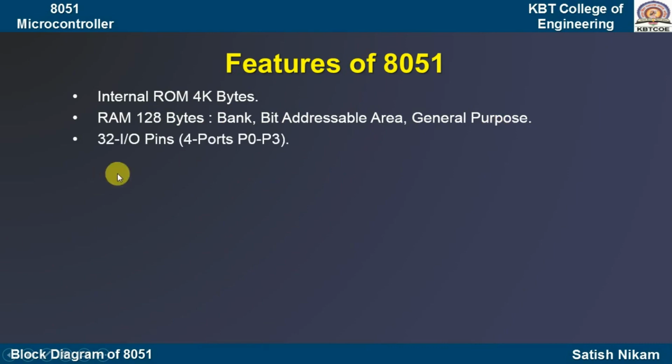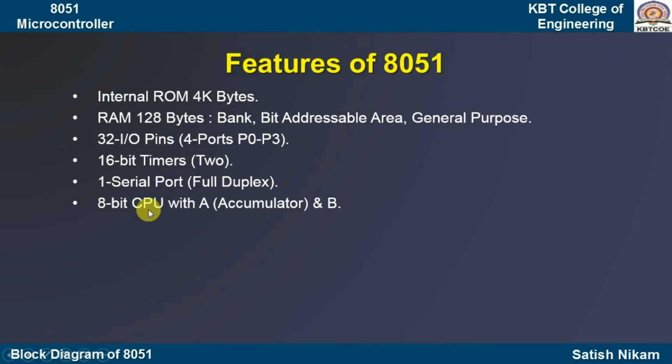Next, there are 4 ports, each of 8 bits, so a total of 32 IO pins, and we can use each port as an input port or an output port. We have latches for it. Next, there are two timers, both of 16 bit. Then there is one serial port, which is full duplex. Simplex, half duplex, and full duplex are the different ways of serial communication, and we will discuss that in detail in the third unit.